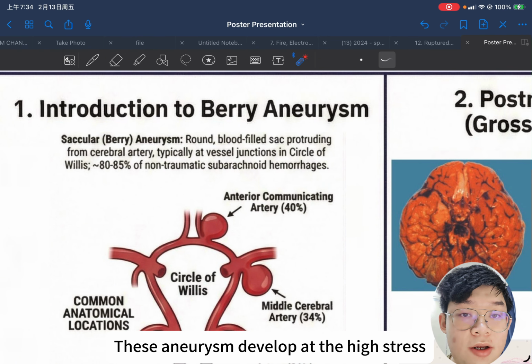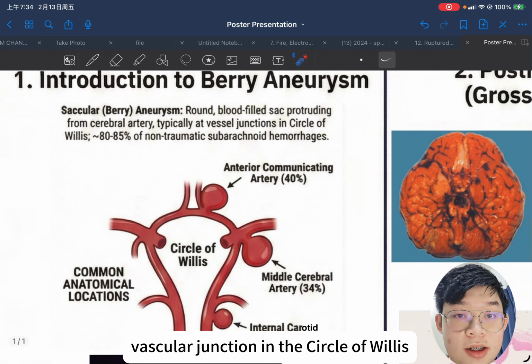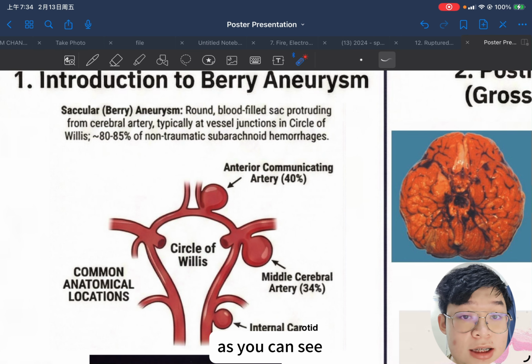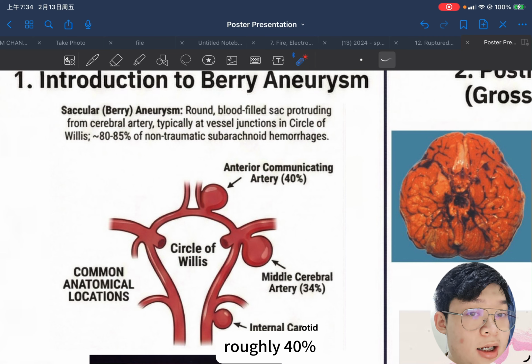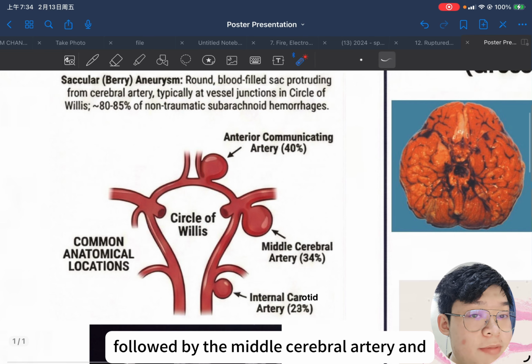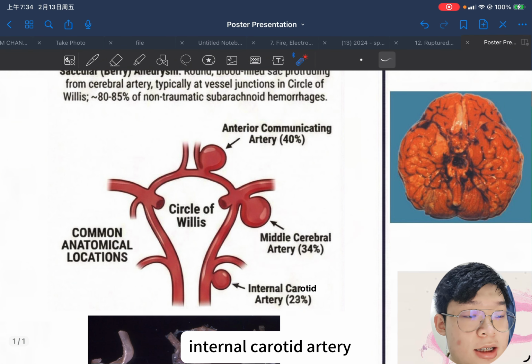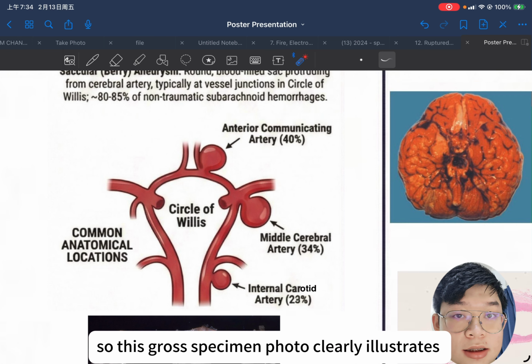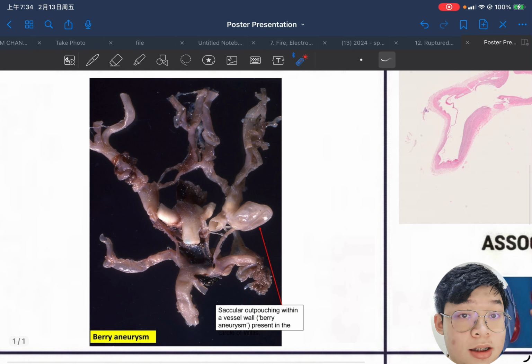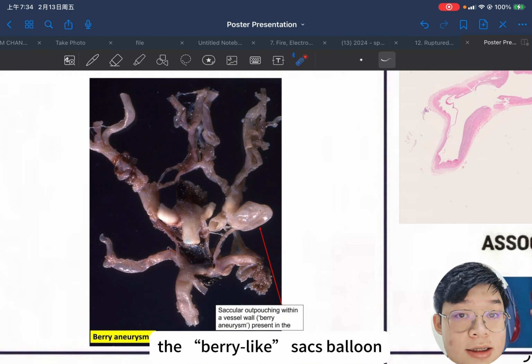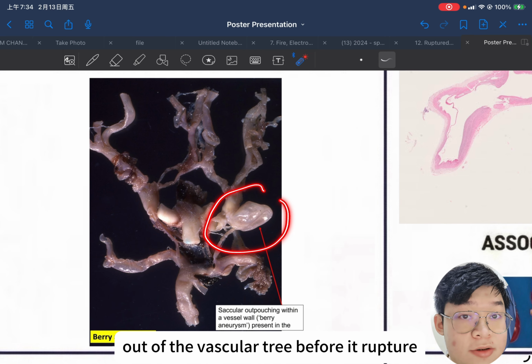This aneurysm develops at the high-stress vascular junction in the circle of Willis, and as you can see, the most common site is the anterior communicating artery, roughly 40%, followed by the middle cerebral artery and internal carotid artery. So this gross specimen photo clearly illustrates the berry-like saccular balloon out of the vascular tube before it ruptured.